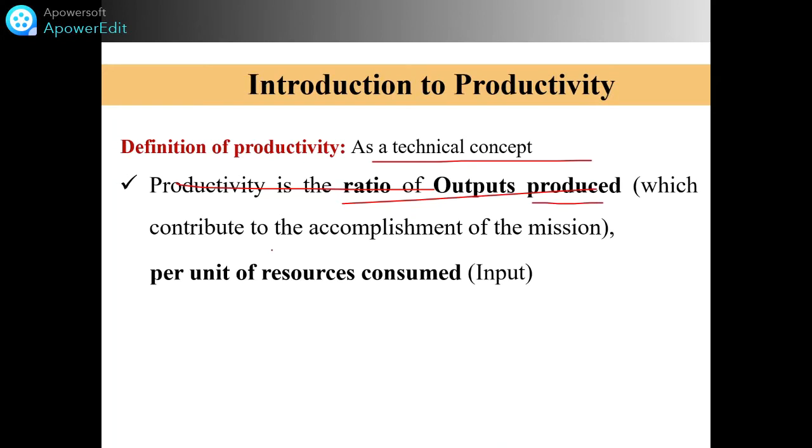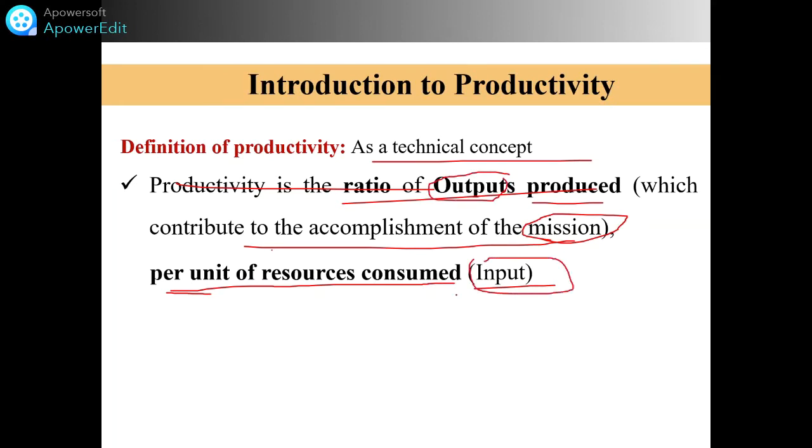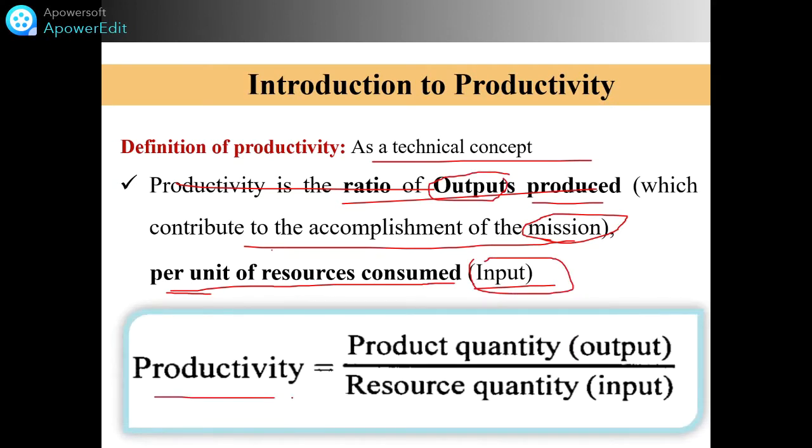Output which contributes to the accomplishment of the mission. Mission is important. The objectives of your industry, per unit of resources consumed, that is input, and output upon input, is nothing but the productivity. So here you can see the formula for productivity: product quantity, that is output, and resource quantity, that is input. This is a generalized formula.